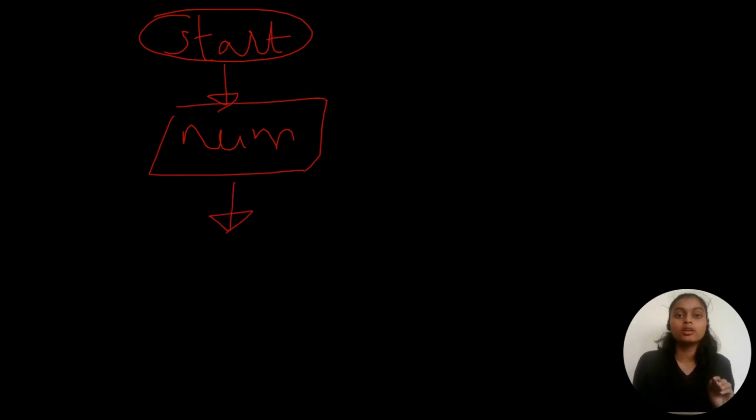So first I will start the process. Start. Then I'll take a number. So here strictly I'm taking number as input. Then I'll be checking if it is even or odd. So I think we all have some basic idea of what an even number is. If the number is completely divisible by 2, then it is called as an even number.